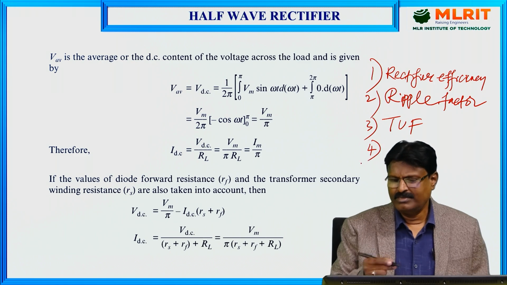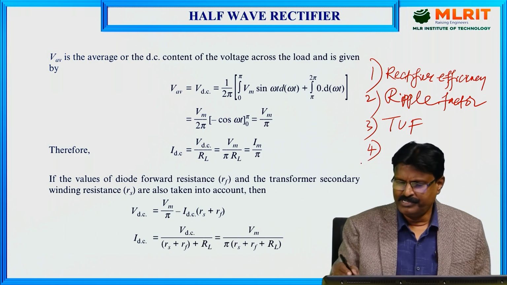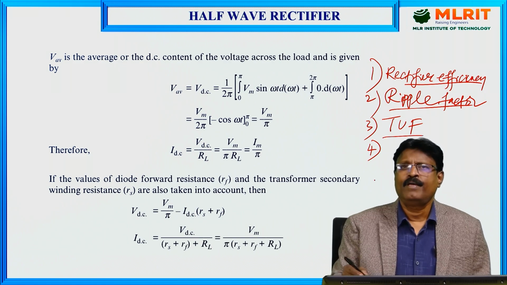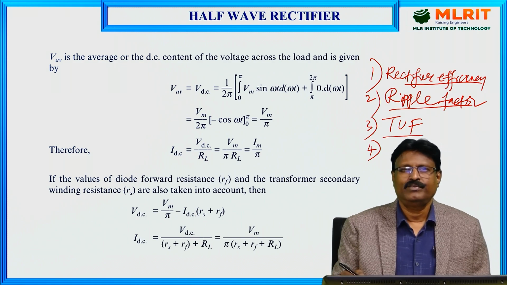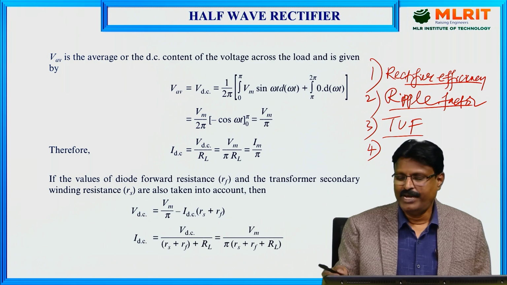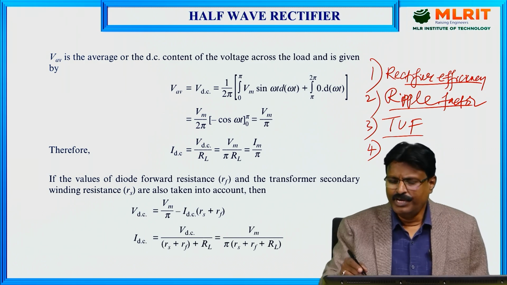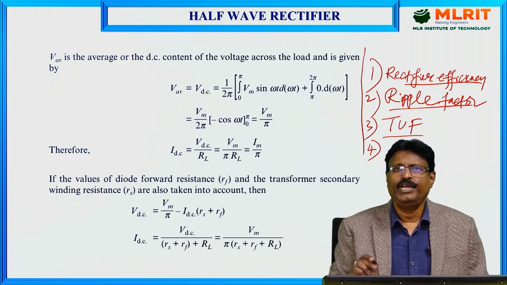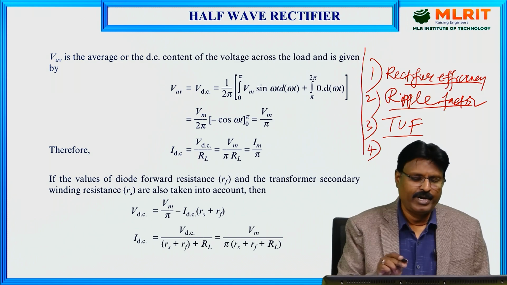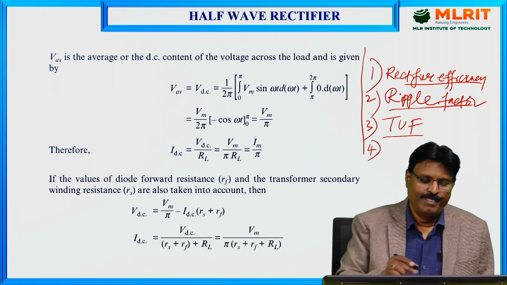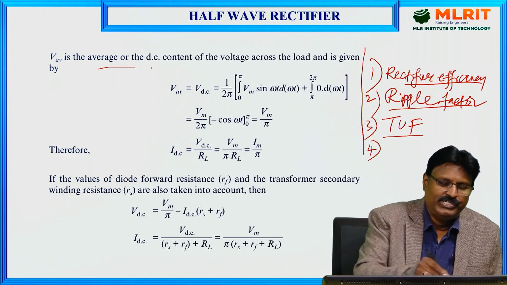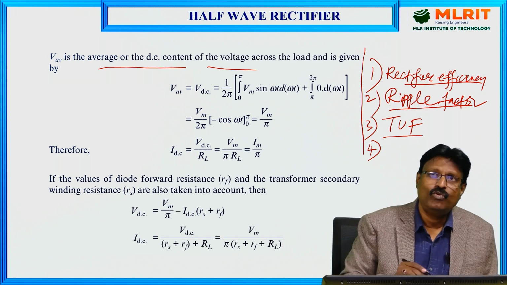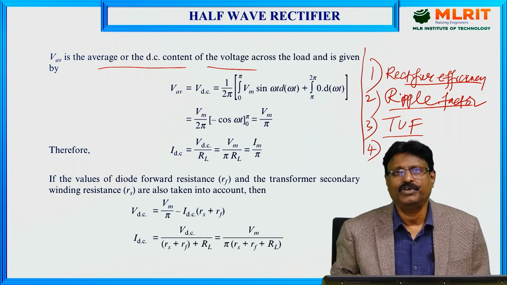Next, so many parameters are there, one by one. Rectifier efficiency, ripple factor, TUF, ripple voltage, form factor, peak factor, like that. In order to calculate these parameters, we need to derive basically two parameters. One is the average voltage across the load. Second one is the RMS voltage across the load. That first we need to derive.